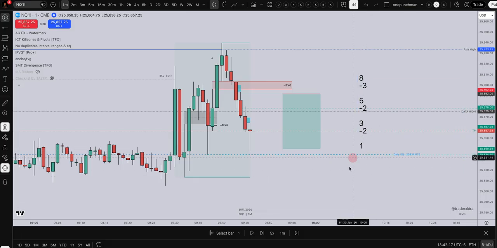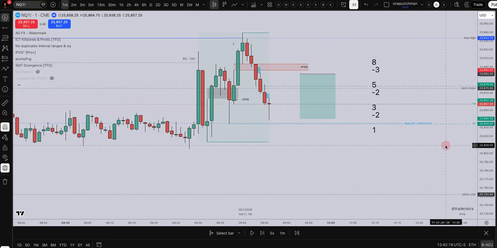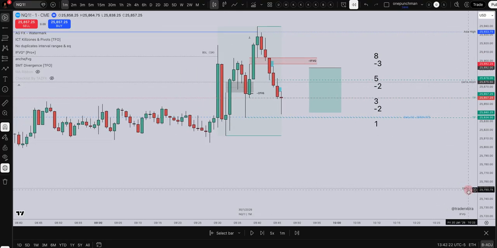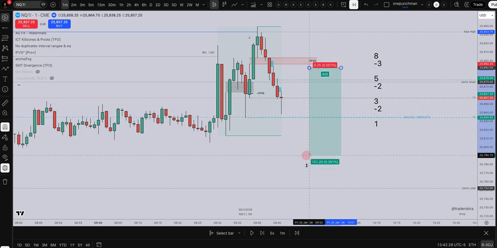That 1 is your runner. Now, why would you keep that runner? Because the data low had been untagged. And we saw what happened yesterday with price. It really goes to show us that anything is possible.